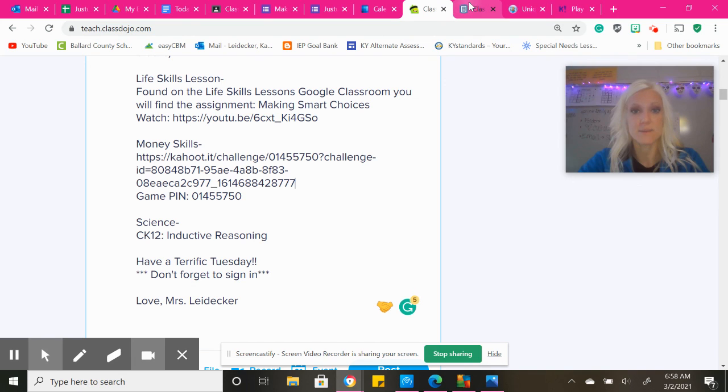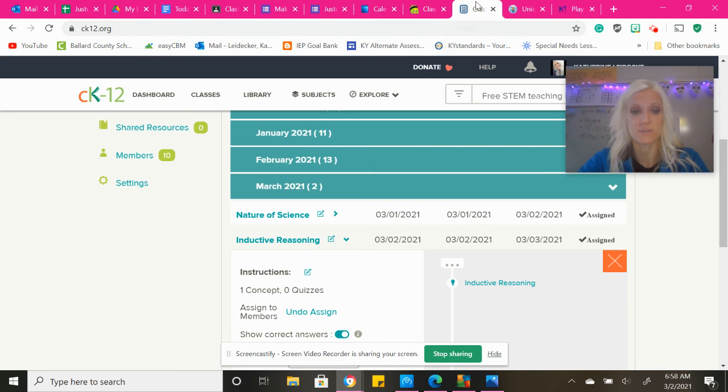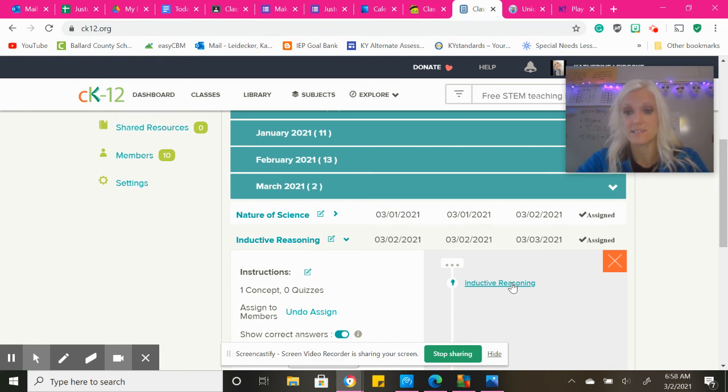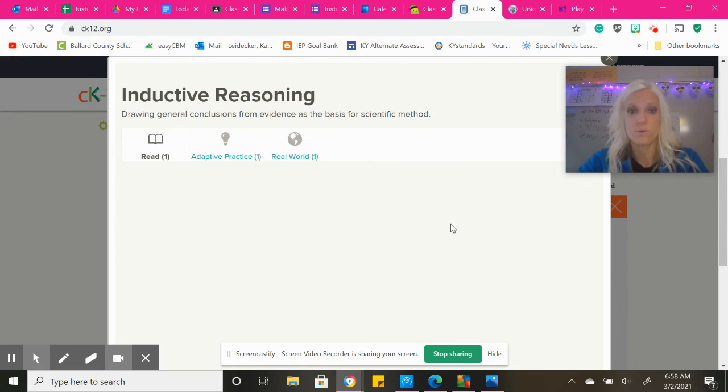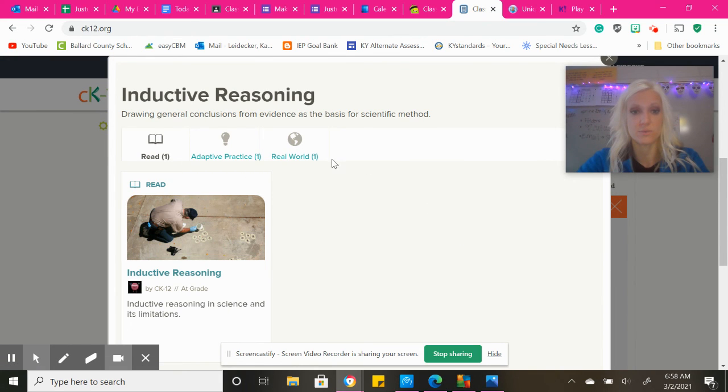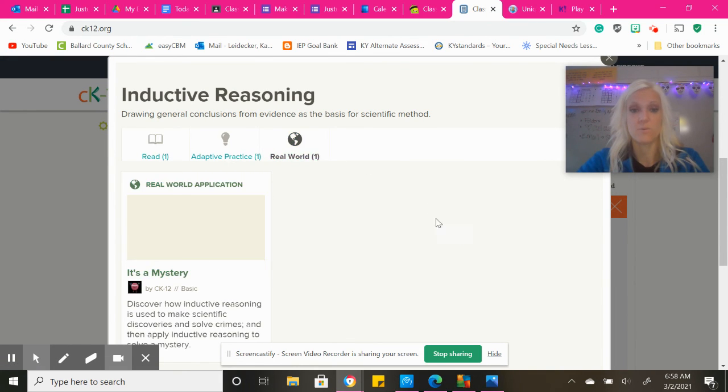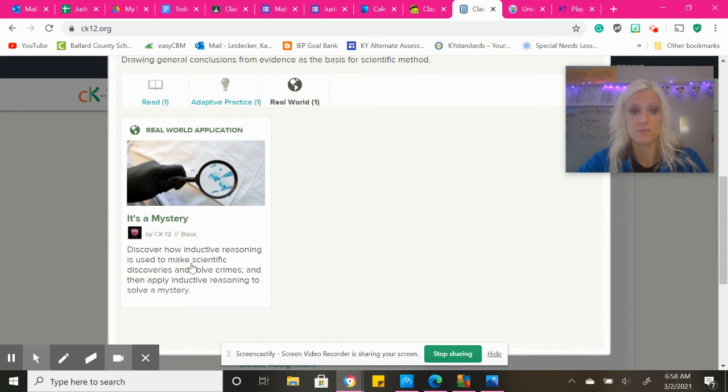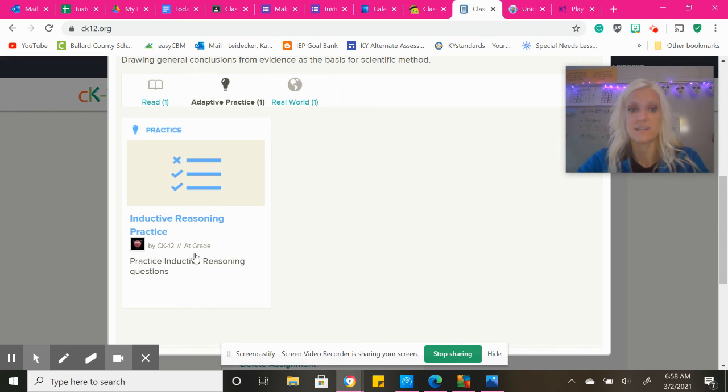And then science, my CK12 students, for earth-based science, you are doing inductive reasoning. So you will have this to read, the real world application, so how it relates to our world today. And then you will have the adaptive practice to complete.